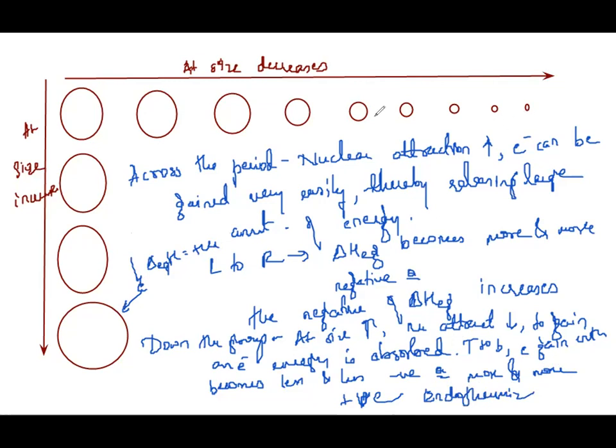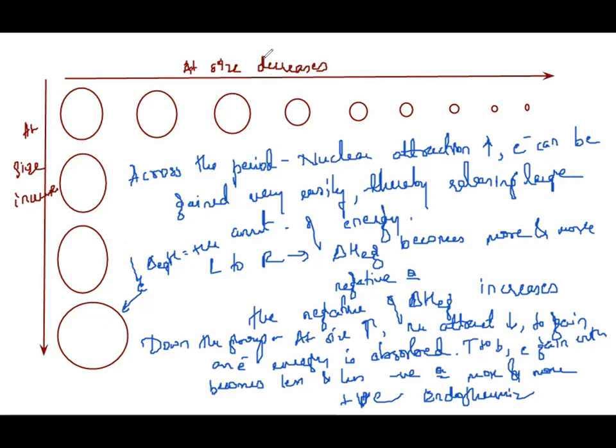So across the period, the electron gain enthalpy becomes more and more negative. That means more and more energy is released. When you move down the group, the electron gain enthalpy becomes less negative, or more and more positive. Yes, so this is about electron gain enthalpy.